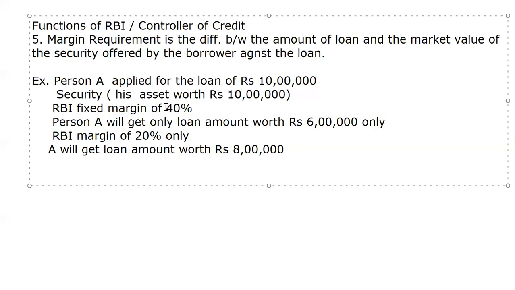If the margin has been increased, it reduces the borrowing capacity and the money supply into the economy, and a fall in margin encourages people to borrow more. Okay? If the margin has been increased, the public would be discouraged to borrow from the commercial banks. In the same way, if the margin is less, then it will encourage the public to borrow more from the commercial banks.